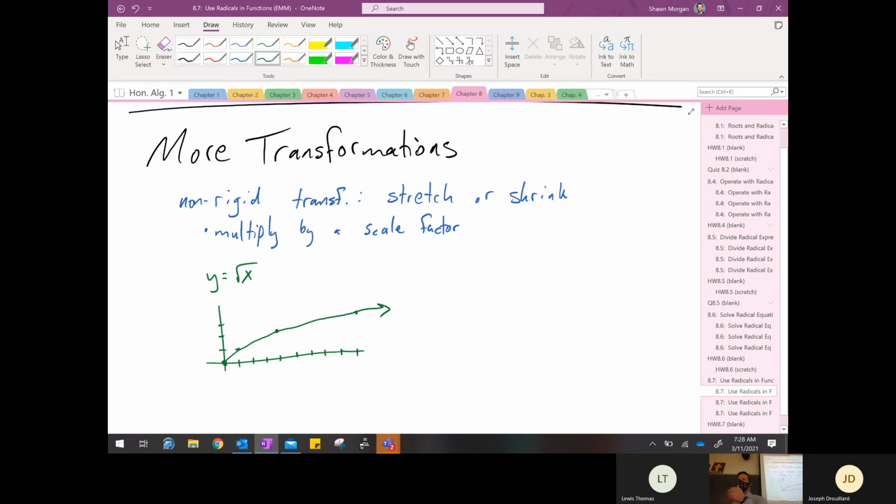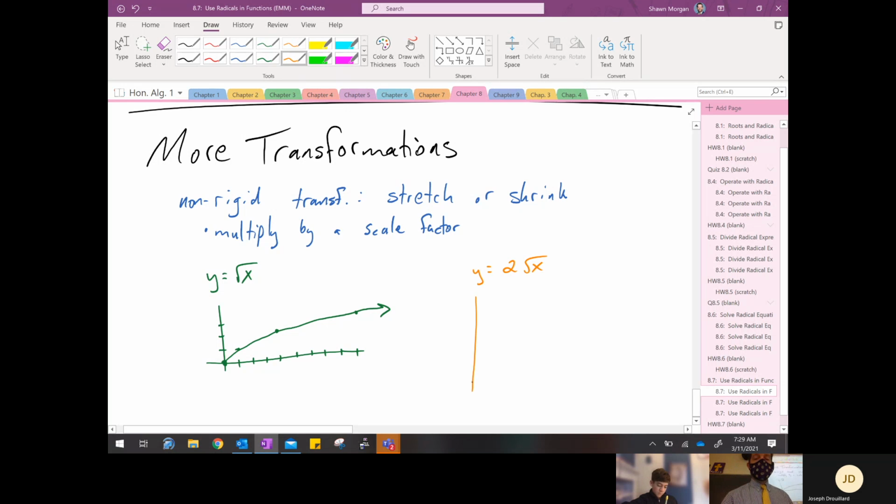Watch what happens when I decide to multiply by a scale factor. I'll pick a simple scale factor of 2. What do you think is going to happen to that curve now? Let's say in orange, I want to look at y equals 2 times the square root of x. A scale factor of 2. What is that going to do to the shape? What do you think? You can guess and be wrong, and that's totally fine. Nobody's going to yell at you. James. It is going to make it bigger, right? It's going to make it bigger in the vertical direction.